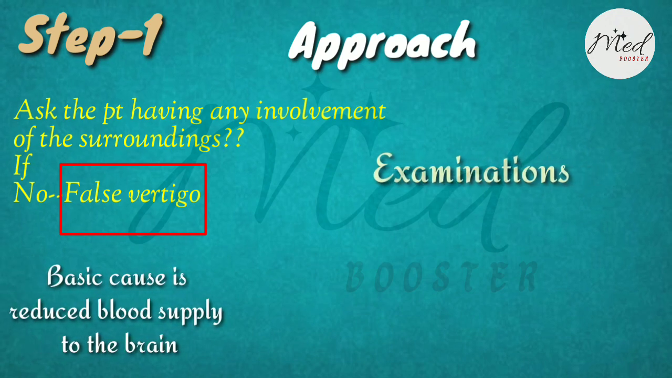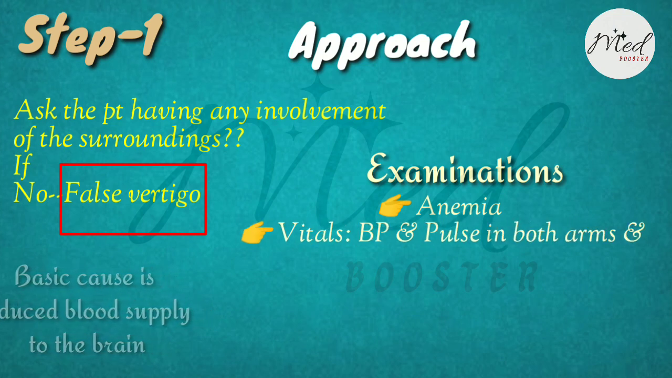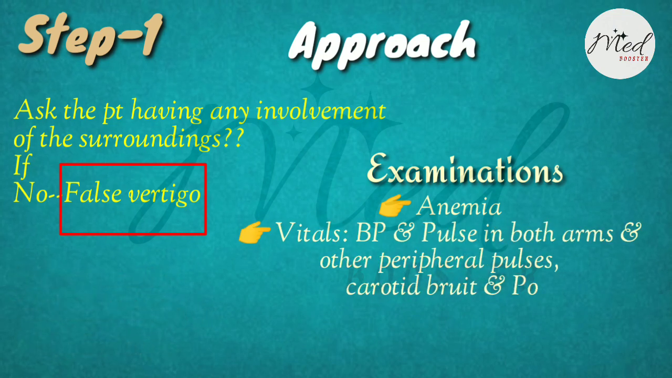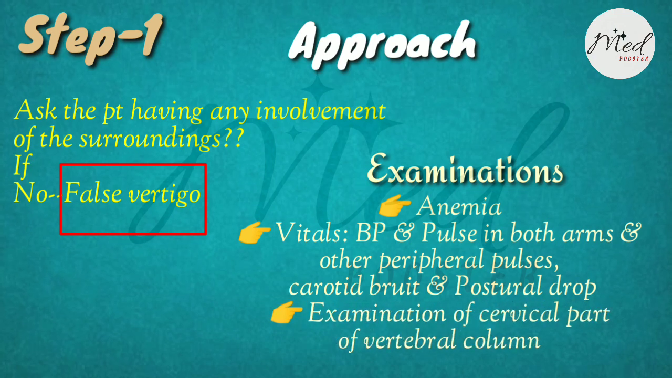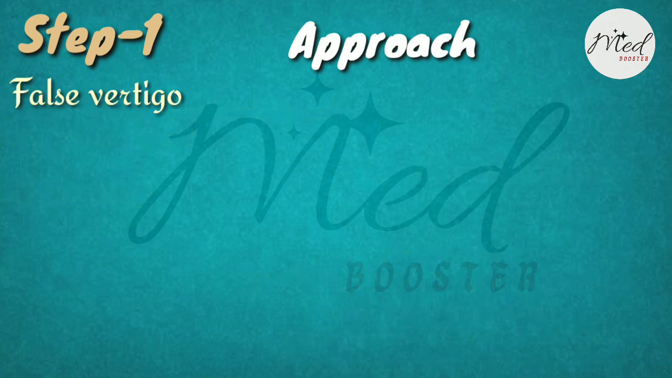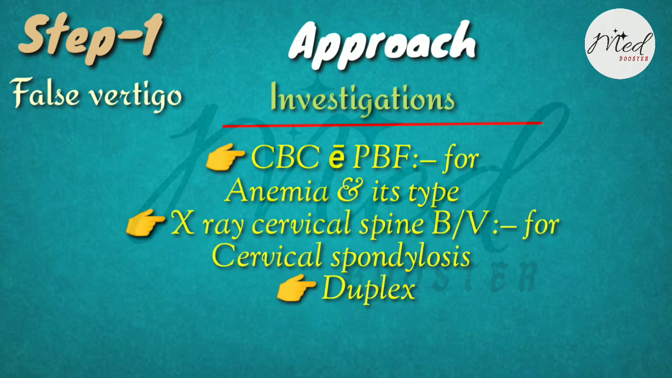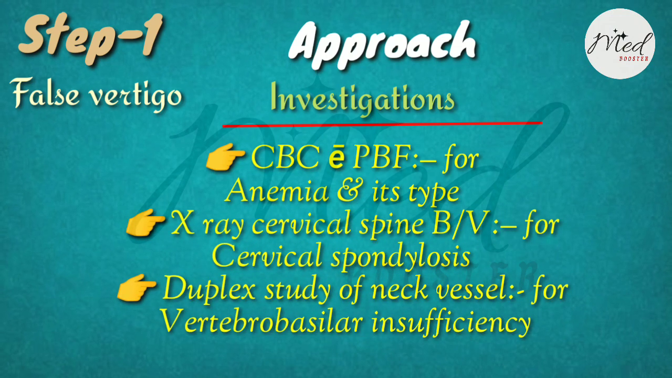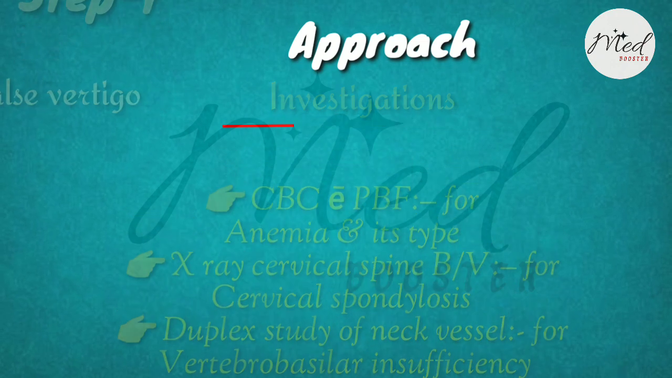And then you can do the relevant examinations for anemia, vitals, especially BP and pulse in both arms, other peripheral pulses, carotid bruit and postural drop, and examination of the cervical part of the vertebral column, and relevant investigations like CBC with PBF to see anemia and its type, X-ray cervical spine both views to see cervical spondylosis, and duplex study of neck vessels to see vertebral insufficiency.